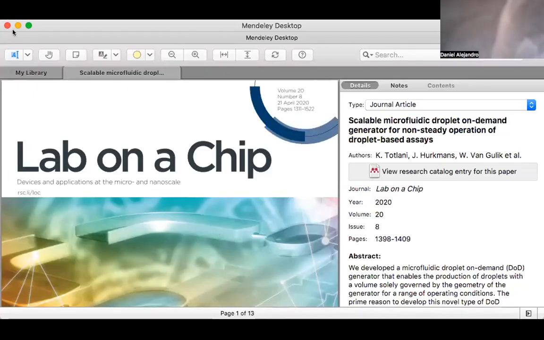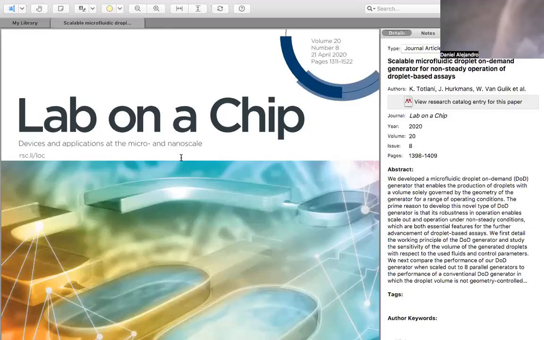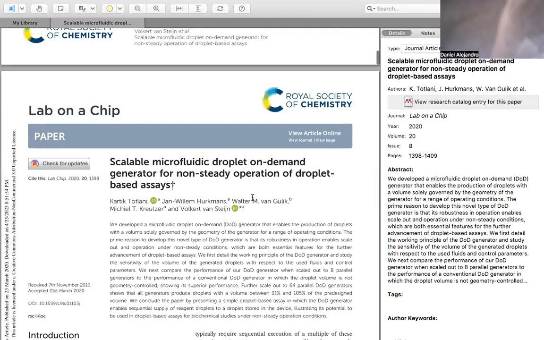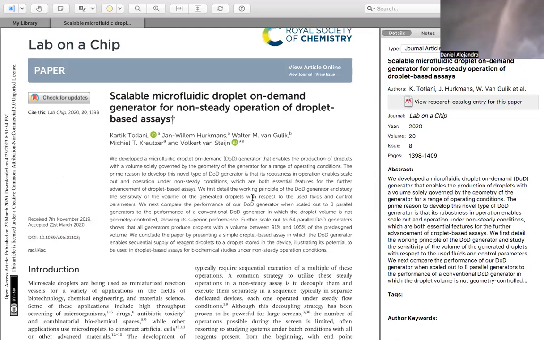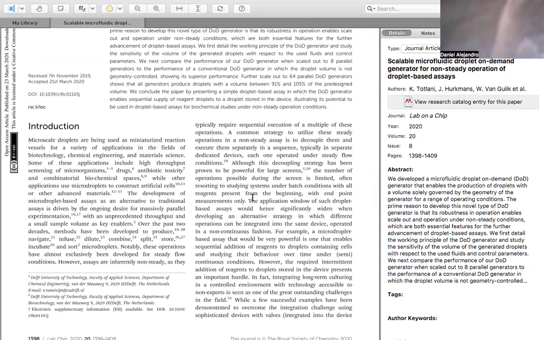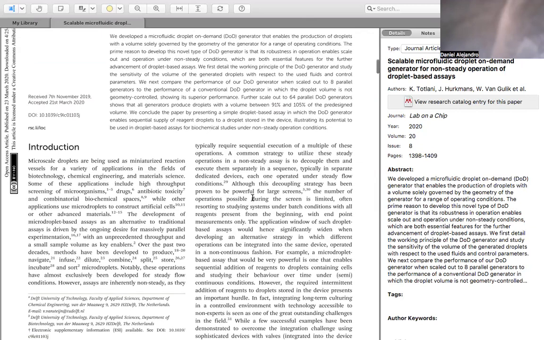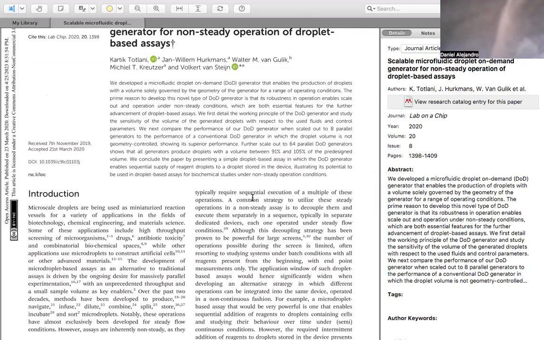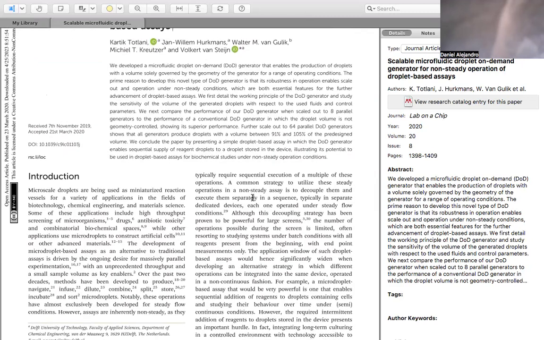Hi, I'm going to show this paper called "Scalable microfluidic droplet on demand generator for non-steady operation of a droplet-based assay." This paper proposed the generation of a droplet on demand (DoD) at a scalable scale.